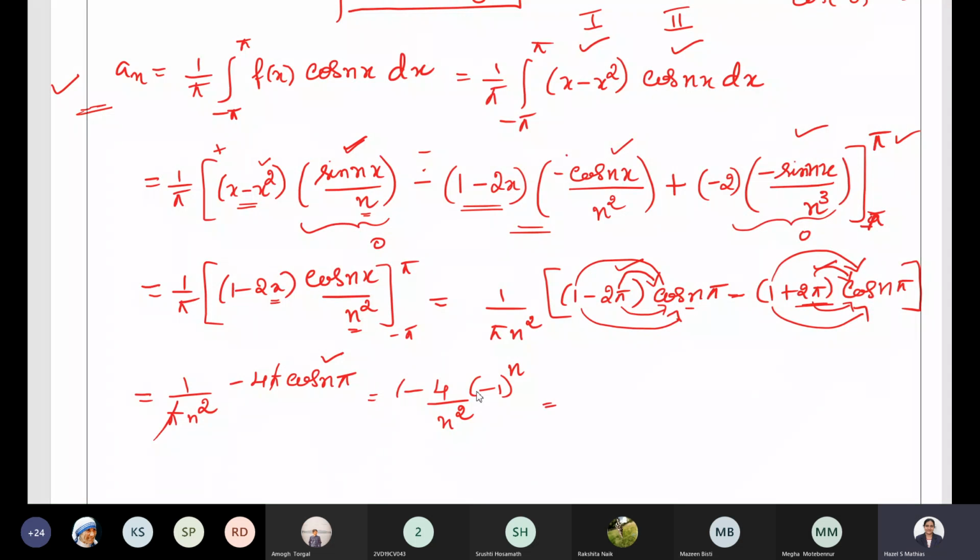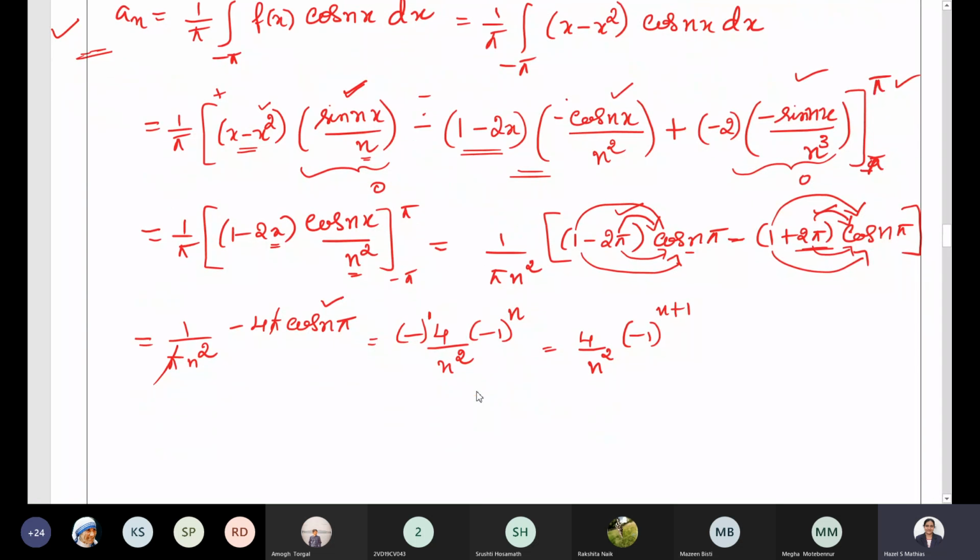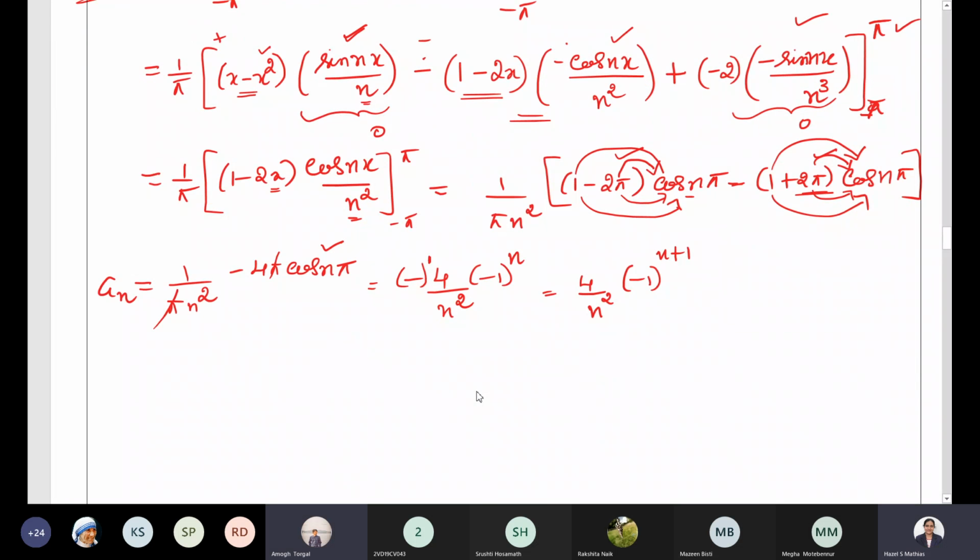Now this minus 1 power 1 is there, so I can write it as 4 by n square into minus 1 power n plus 1. Is it okay, everybody? So this is the value of an. Done. Okay, next we shall find bn.